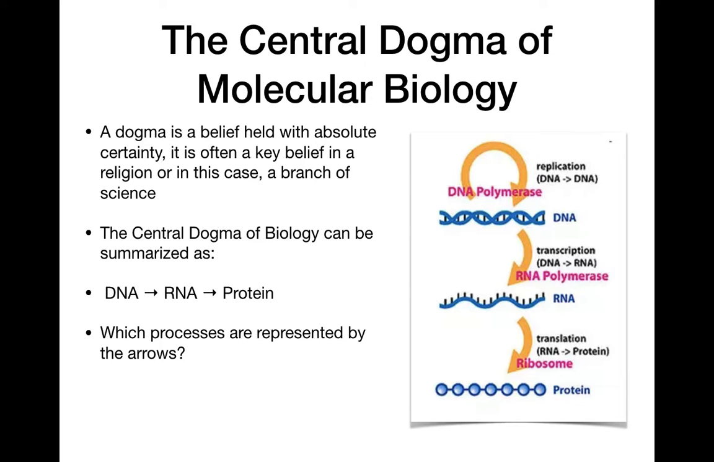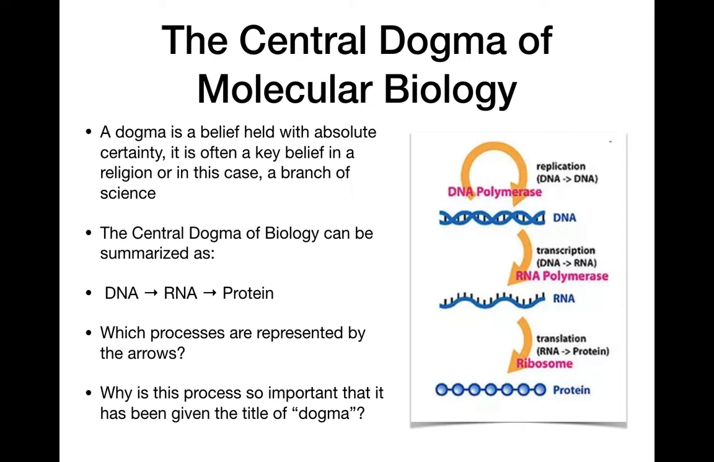So what are those arrows? What do they represent in the process? Take a minute, pause the video, talk to a partner. Well, the first arrow from DNA to RNA is transcription, and the second arrow, RNA to protein, is translation. Which you can also see in the diagram here.